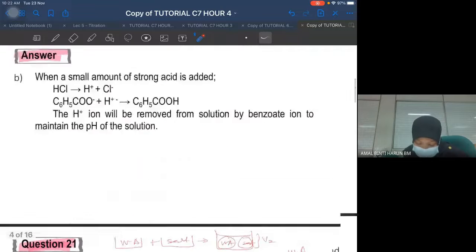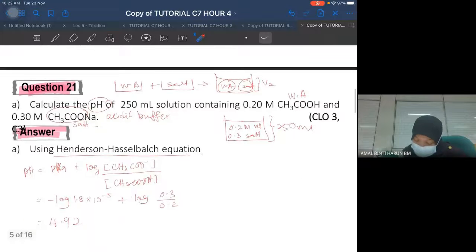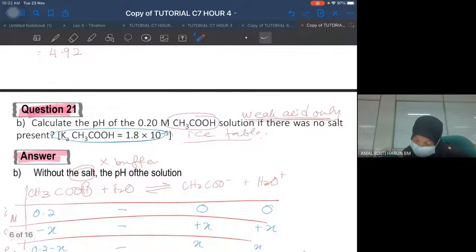Oh, dia merujuk pada soalan mana ni? Yang awal yang ada sort tu. B. Oh, okay.